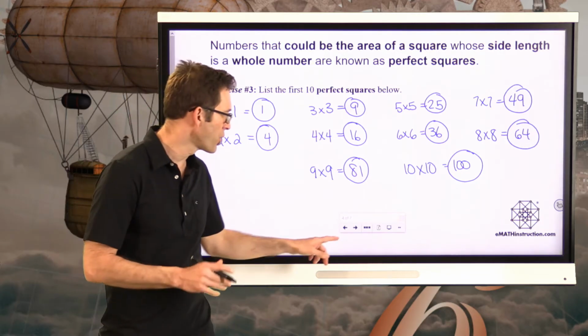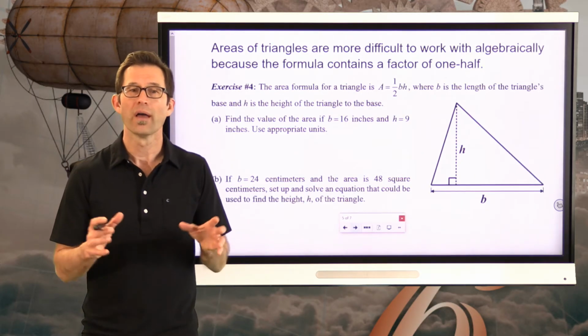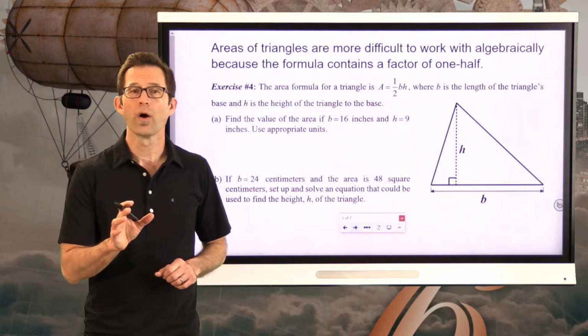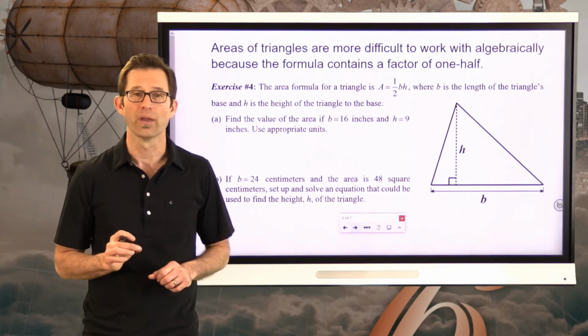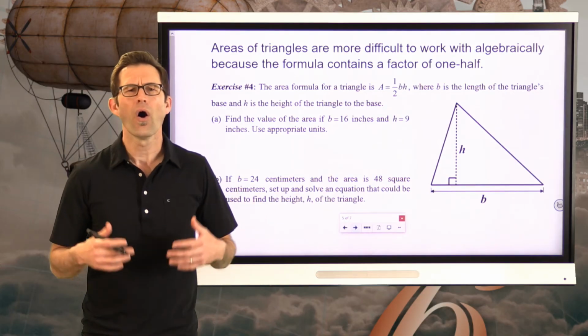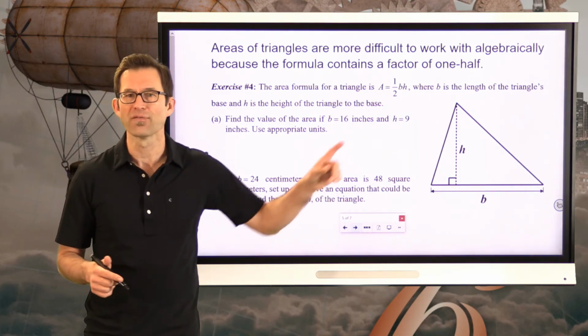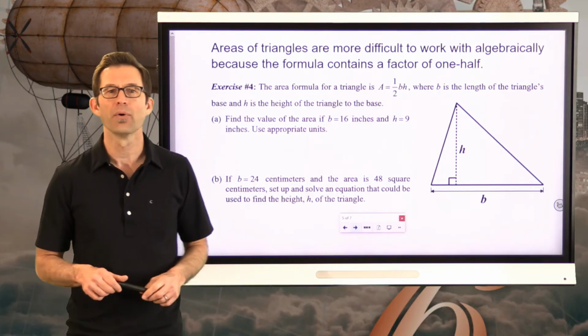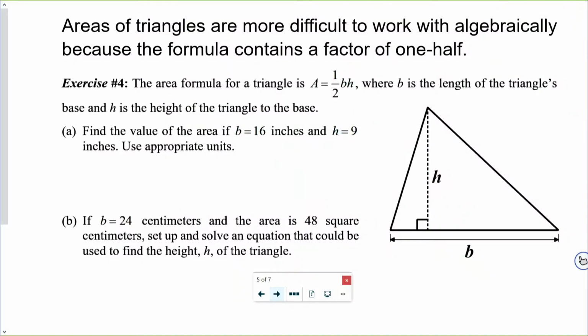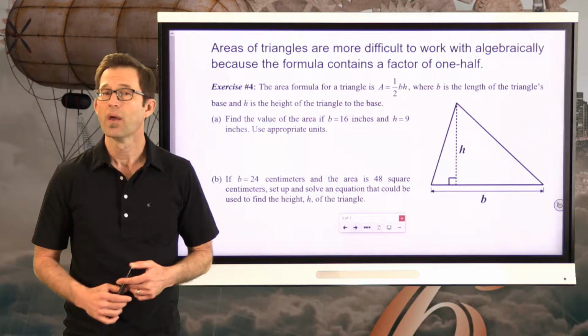All right, let's keep going and play around a little bit more with algebra and geometry. Now, when we move into the realm of triangles, that can be a little bit trickier because the area of triangles always involves that factor of 1/2 sitting out in front. So let's play around a little bit with that in exercise number 4. The area formula for a triangle is A equals 1/2 BH, where B is the length of the triangle's base and H is the height of the triangle to the base. Letter A, find the value of the area if B equals 16 and H equals 9 inches. Use appropriate units.